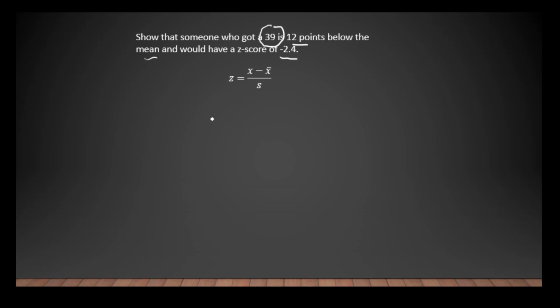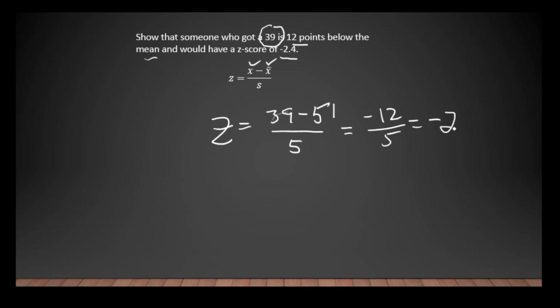It's really important here as students make this mistake all the time. It is 39 minus 51. It's the data point minus x bar, and x bar is the mean, divided by the standard deviation, which is 5. So this is going to be a negative 12 over 5, which is a negative 2.4.